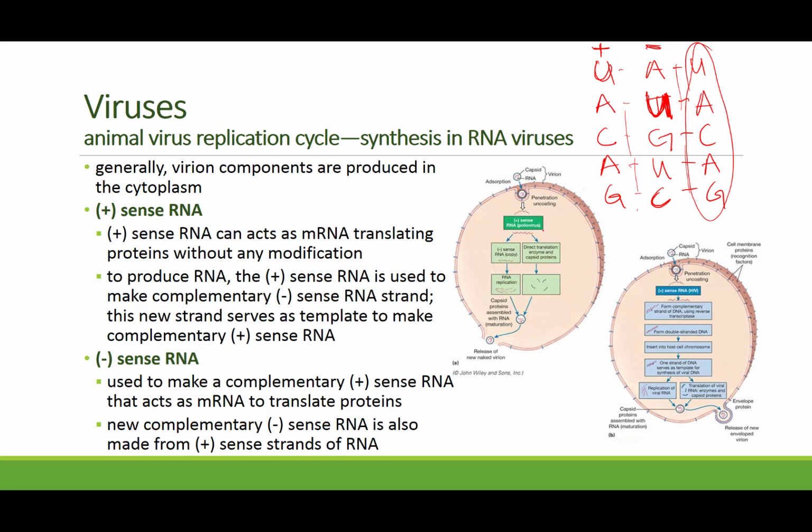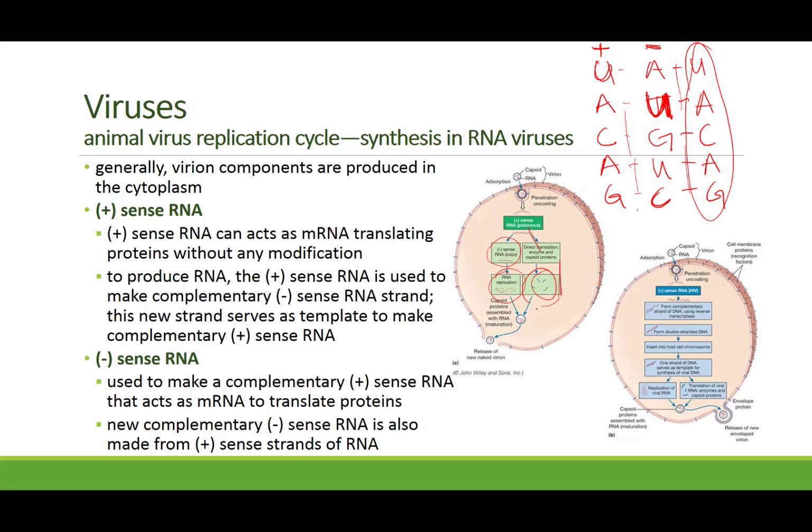Plus sense RNA is used for direct translation, first to make the enzyme and capsid proteins, so we get all of those building up in the cell. Then we make this minus sense copy of RNA, and that minus sense RNA is used then to make lots and lots of plus sense RNA. We assemble the capsids so that we can then assemble the virion particles.